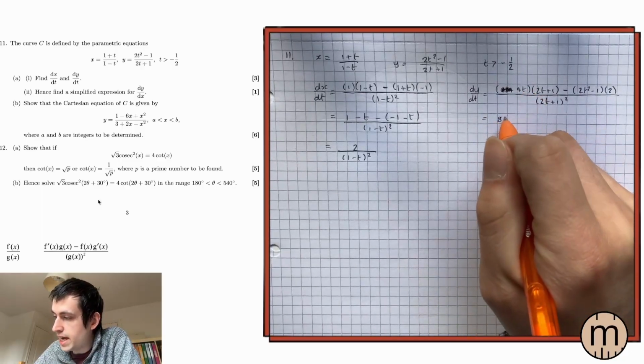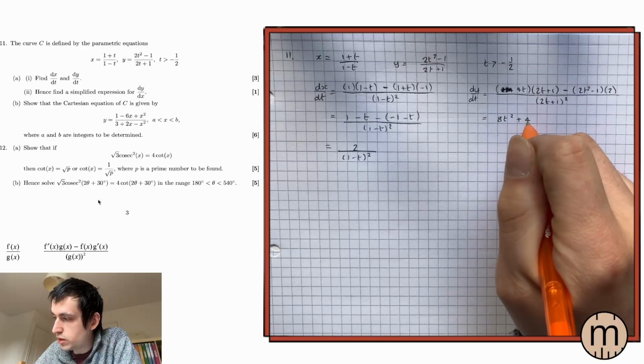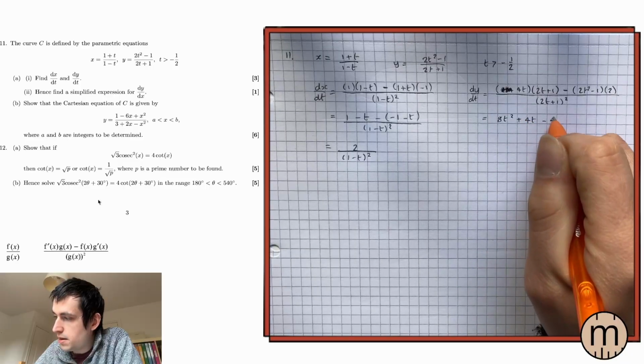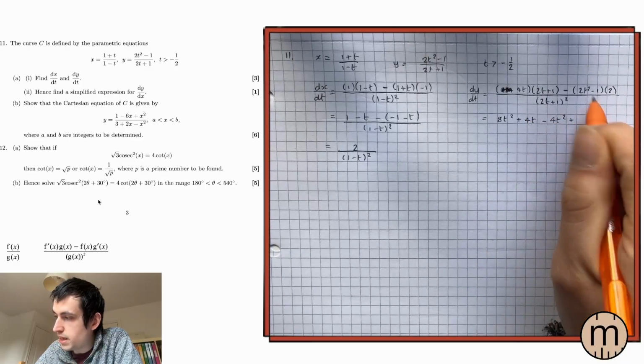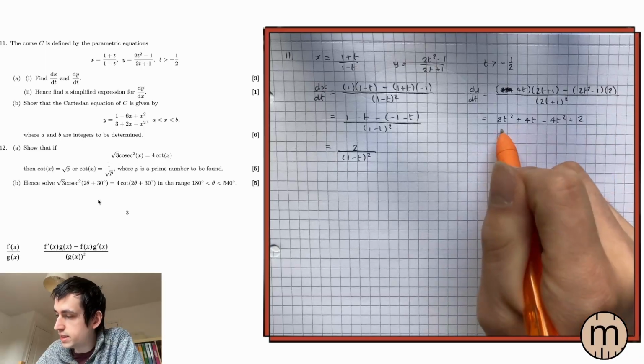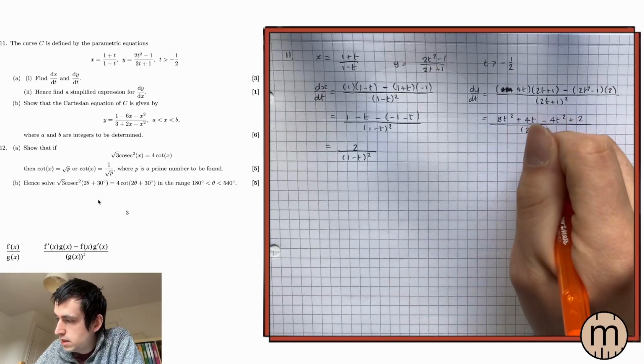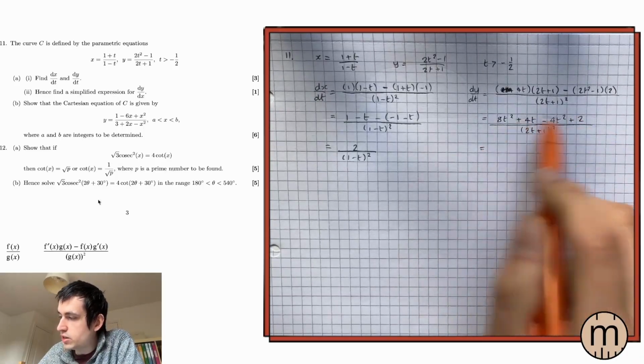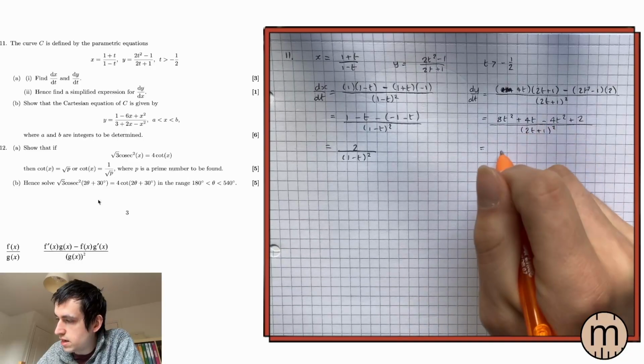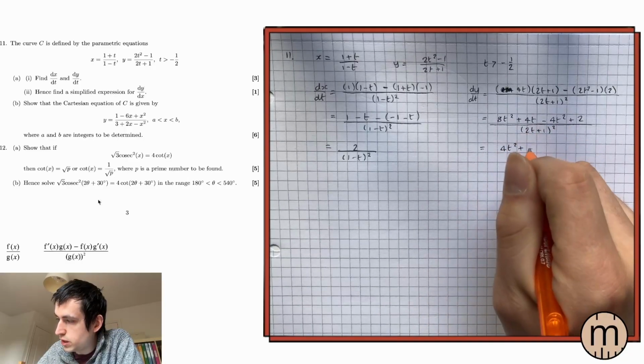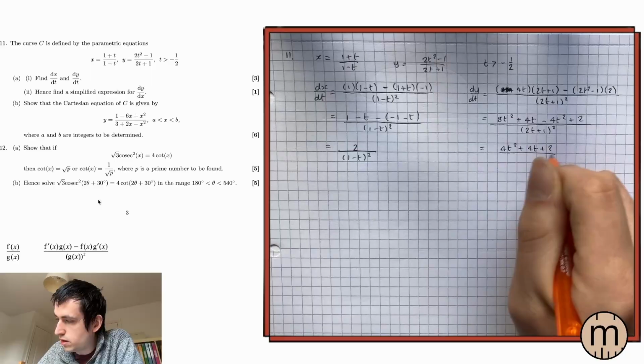Let's times it out. We're going to get 8t squared plus 4t minus 4t squared, and then that's going to be plus 2 because of the two negatives, divided by the same denominator. And then just to simplify even more, we're going to get 4t squared plus 4t plus 2.